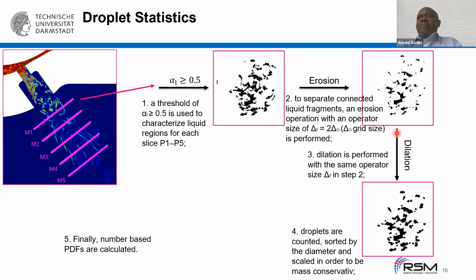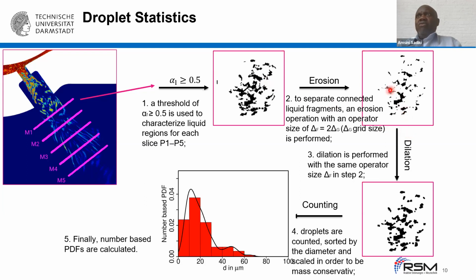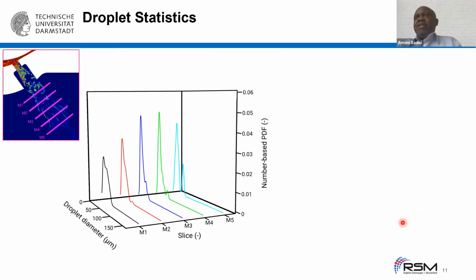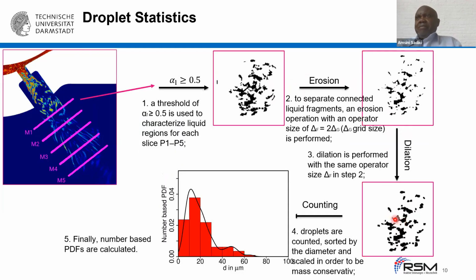And after that, we did a dilatation to recover the same mass as before. And then after dilatation, we obtain droplets, and we can count these droplets. By sorting the diameters and scaling in order to be mass conservative in the correct way with what we had here, we obtain the droplets, and we can then plot our PDF here. So it is really a 5-step process.